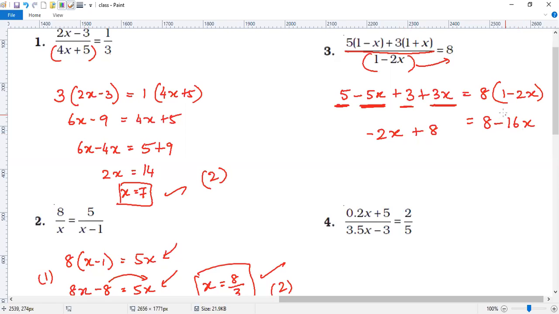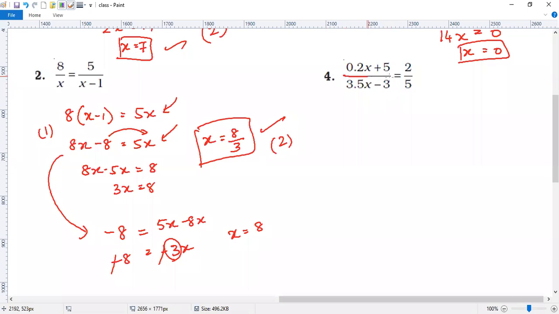I can take this minus 16 towards the left. What will I get? Minus 2x plus 16x is equal to, this 8, I'll hold it on here. And the other 8, if I take it to the other side, I'll get it as minus 8. Right? Because it's a plus 8, it becomes a minus 8. Here you will get it as 0. So this becomes 14x is equal to 0, or x is equal to 0 by 14. What is that you will get? You'll get the answer as 0. So x value is 0 in case of this problem number 3.